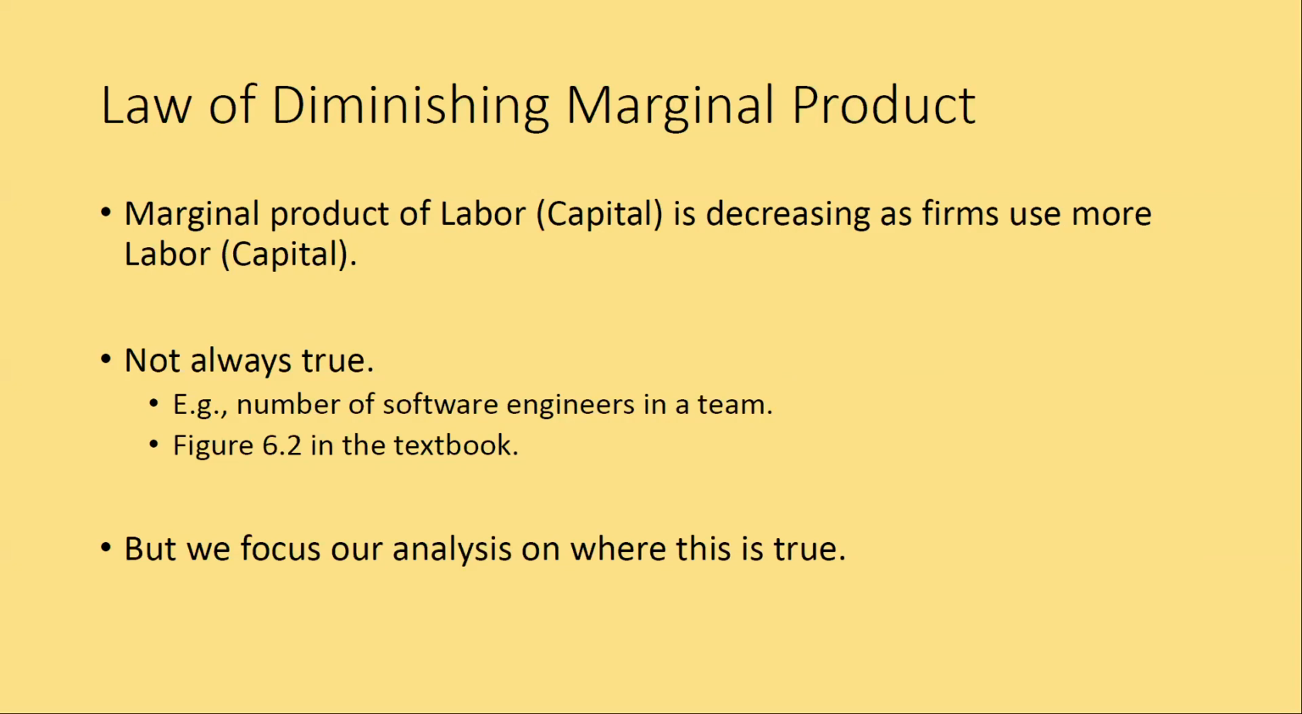And in the textbook, figure 6.2 did a quite good job showing you how this looks on the graph. So we are going to focus our analysis on the region where this is true. If we were analyzing software engineers, we are not going to focus on the first few, but we are going to imagine that the firm has already hired quite a few software engineers, and we are looking at the point where hiring more software engineers has a decreasing or diminishing marginal product, all right?